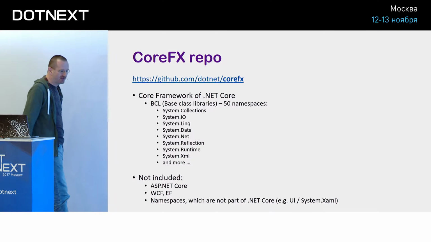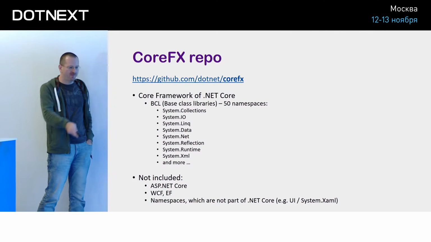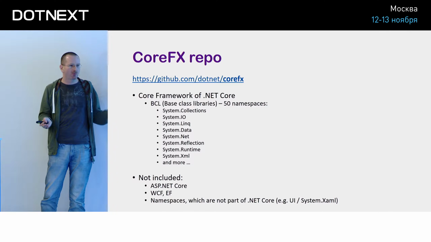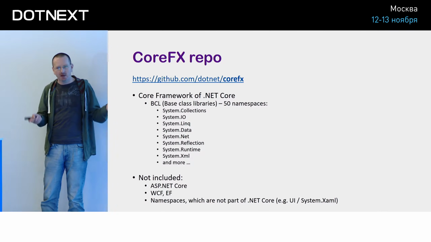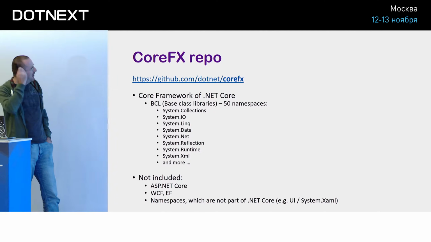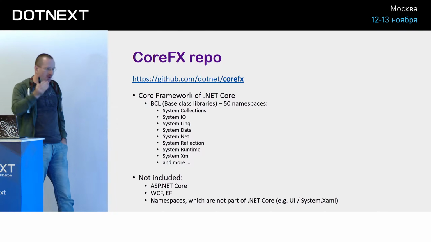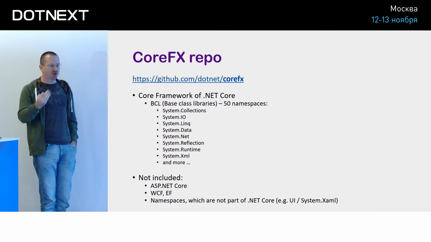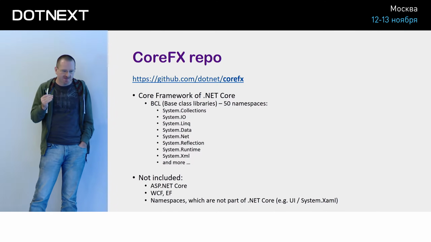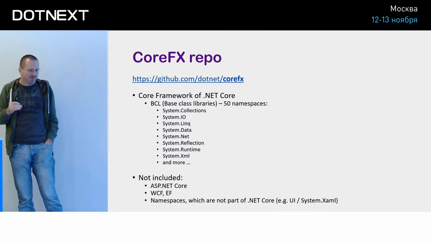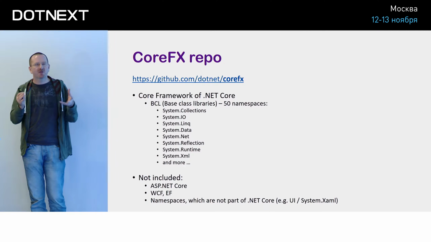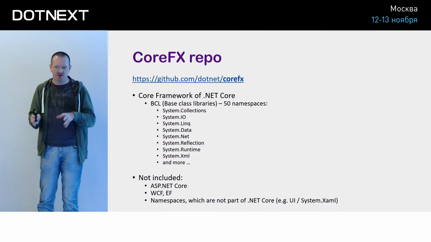So first, what's the CoreFX repo? If you haven't seen it, let me ask you guys, who has seen the CoreFX repo? Who has been on GitHub? All right, it's new for you. Thank you, Adam. So this is on GitHub. We have the .NET/CoreFX repo. That's where all the source code for the BCL, the base class libraries, lives. It's roughly 50 namespaces, and it's one of the key parts of the .NET Core framework.